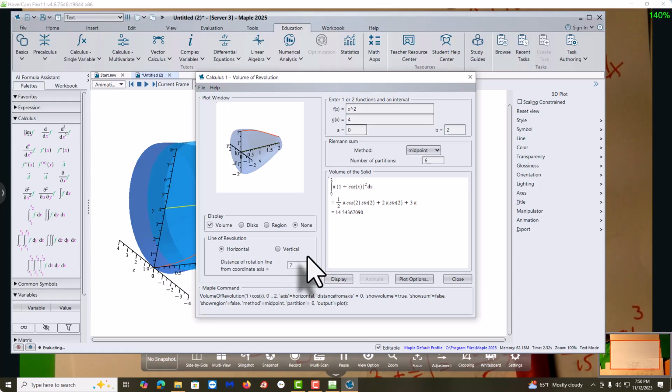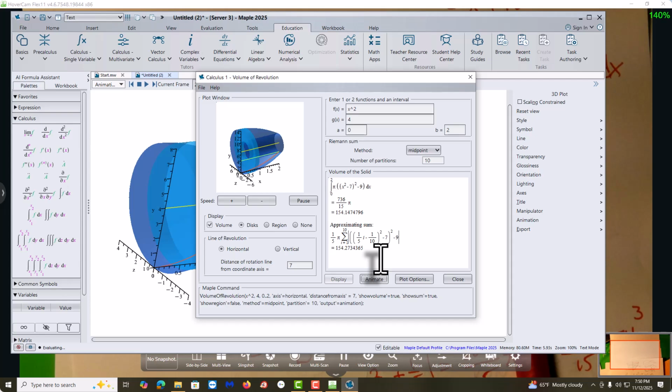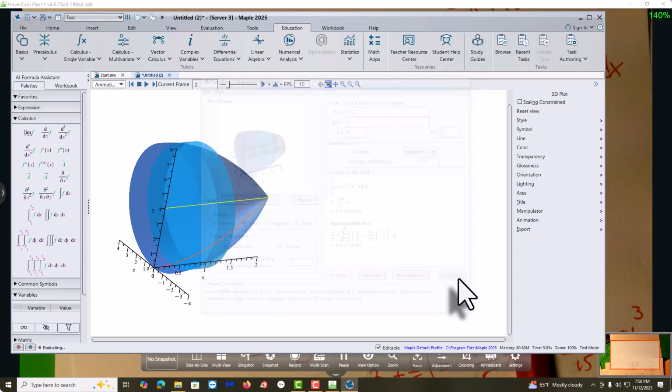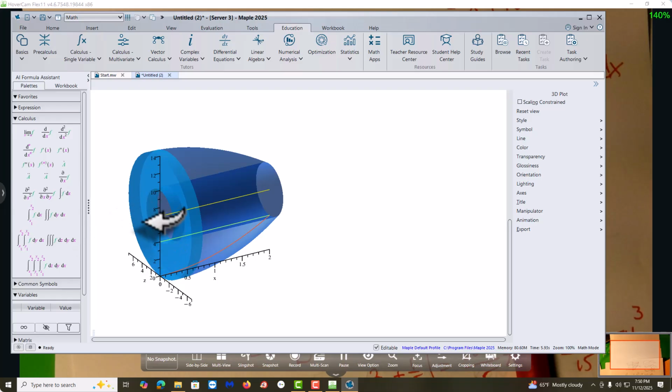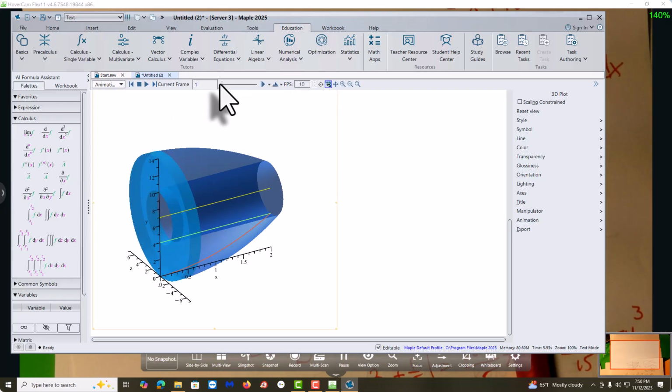So we have a hole. We're going to have a hole in our solid. And now let's do the midpoint sum. I just want you to see that this is a hole. And we'll do 10 of these. I want disk, so I want to animate this. So we're going to have a holy solid, so to speak. Now notice, can you see the physical hole right there?